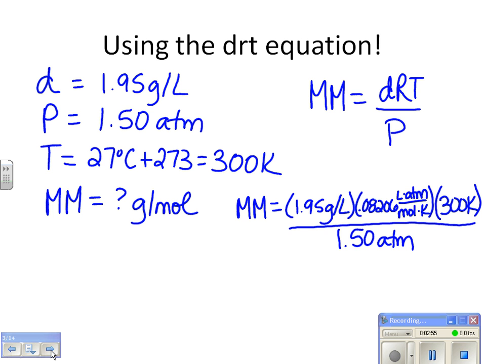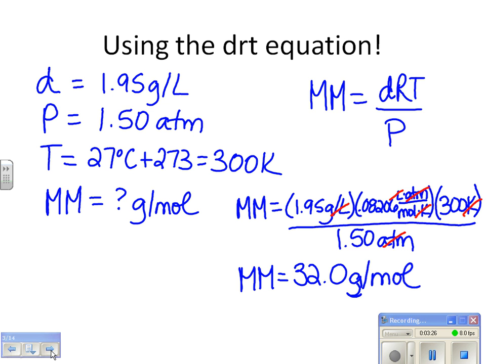Okay, let's check what units will cancel. Well, liters cancel, atmospheres cancel, Kelvin cancels, and what are you left with? Grams per mole, which are the units for molar mass. So multiply and divide, and your answer should be 32.0 grams per mole. Okay, notice that we use three significant figures. That should make sense to you.